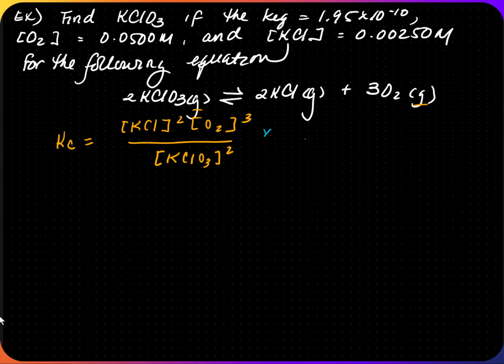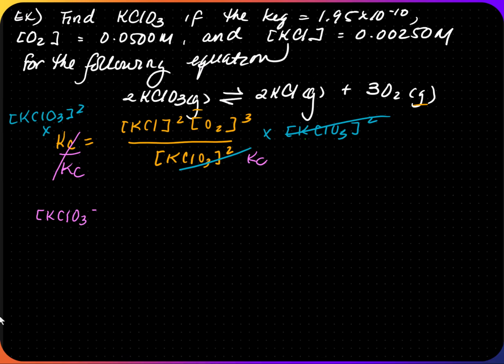So I'm going to multiply both sides by KClO3 squared. This cancels out. And now I need to divide both sides by Kc to get rid of Kc on the left side to have potassium chlorate by itself. So that cancels out. If I clean up the math, it's going to be KClO3 squared equals KCl squared times O2 cubed divided by Kc.